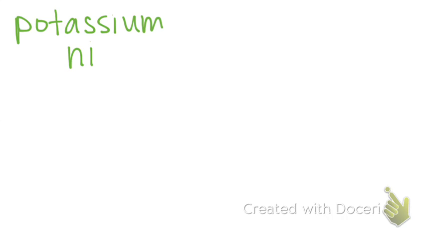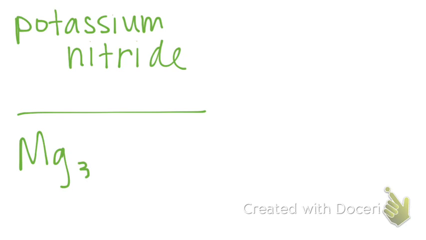All right, so I'm going to give you one of each. One of you I'm going to give the written name and you give me the formula. The other one I'll give you the formula, you give me the written name. So for this one, I want the formula for potassium nitride. And for the second one, I want you to give me the written name of that compound.